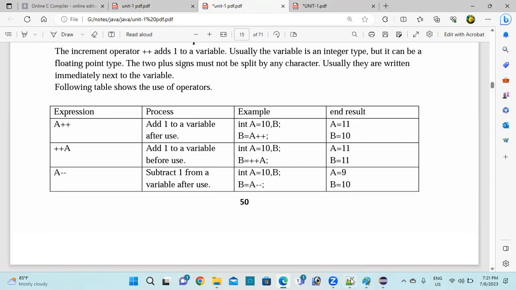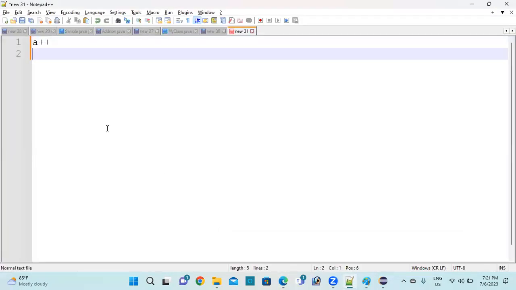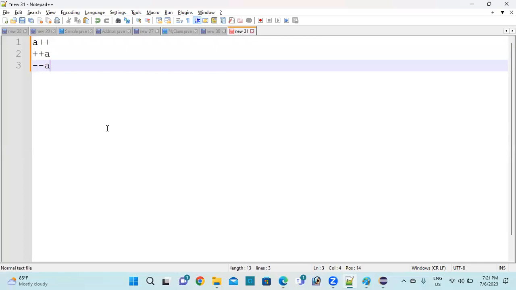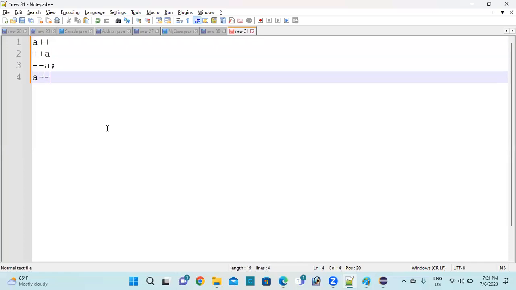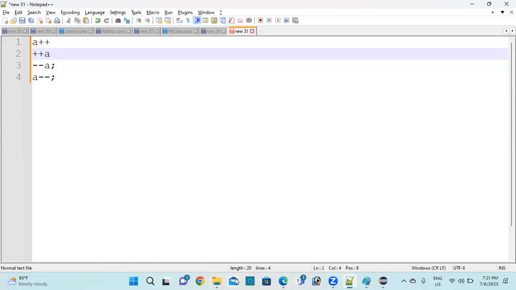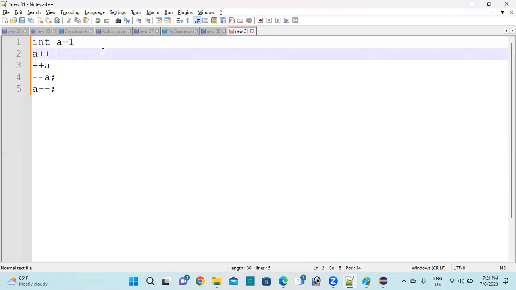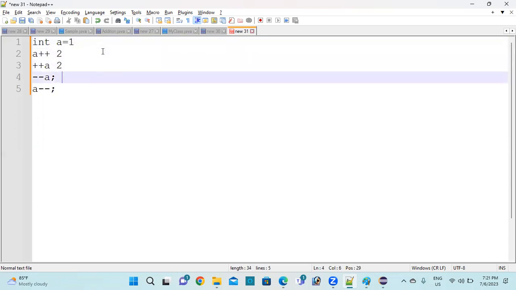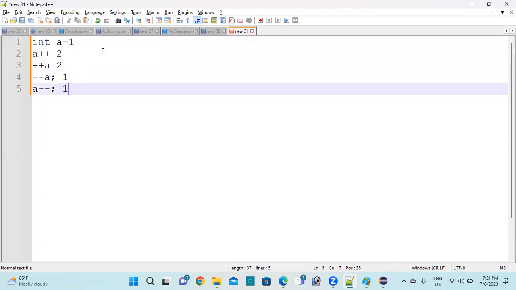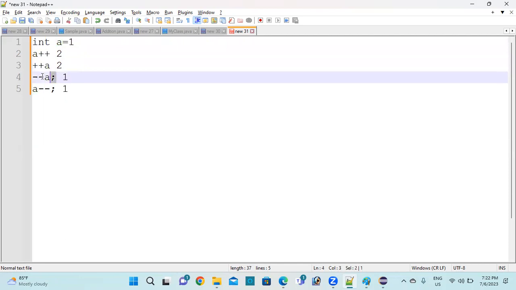In programming, when you have statements like a plus plus and a minus minus, and these operators are not depending on any statement, at that time these values are incremented by 1. Suppose I take a equals to 1, so the value will become 2. For each and every expression, I am taking the value as 1 only.